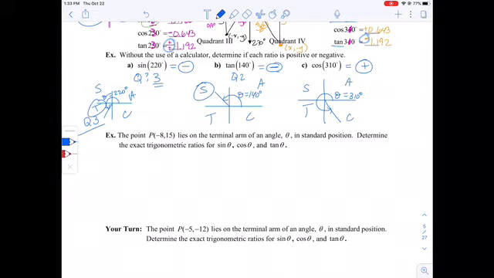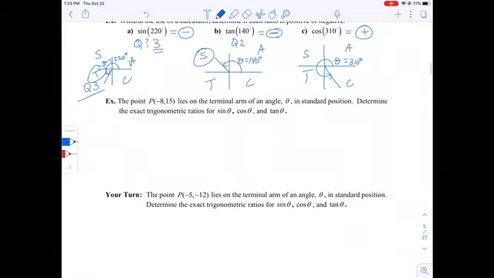Let's do the next example. It says the point (-8, 15) lies on the terminal arm of an angle theta in standard position. Determine the exact trig ratios for sine, cos, and tan of theta. So first thing I want to do is draw a picture. Okay, let's draw a picture here of -8 and 15.